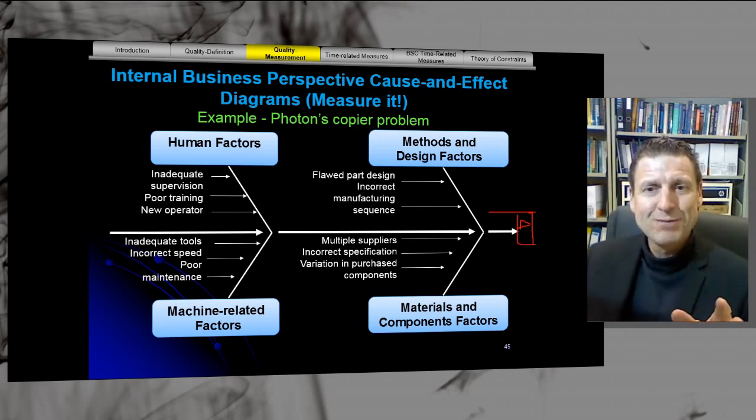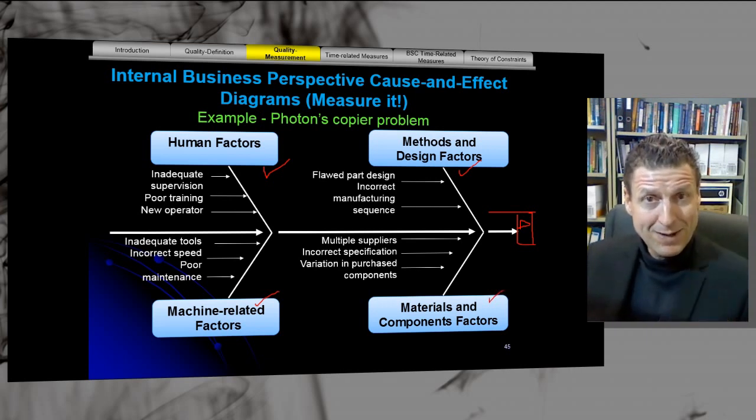So it could be due to methods and design factors, human factors, machine related factors, or materials and components factors. Now remember, these are just guidance groups of factors only. Of course, you could add in two more that may relate to other factors. For example, maybe the environment, and we put that in there, or maybe regulatory could be in there. So it's not like you stop at 4, but you just have some groups to help organize your thinking.